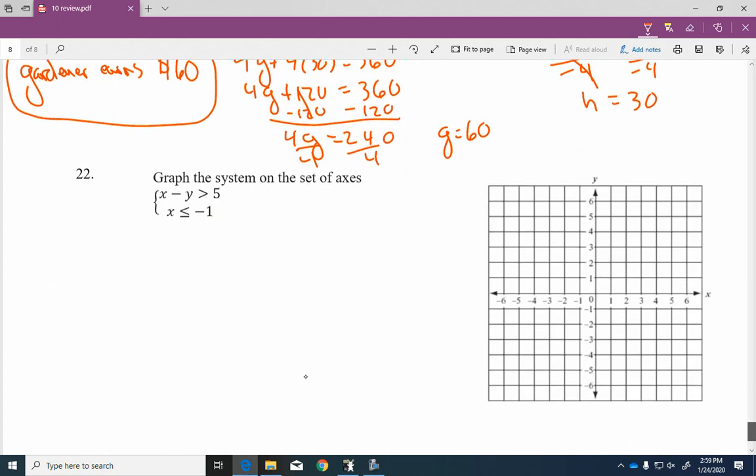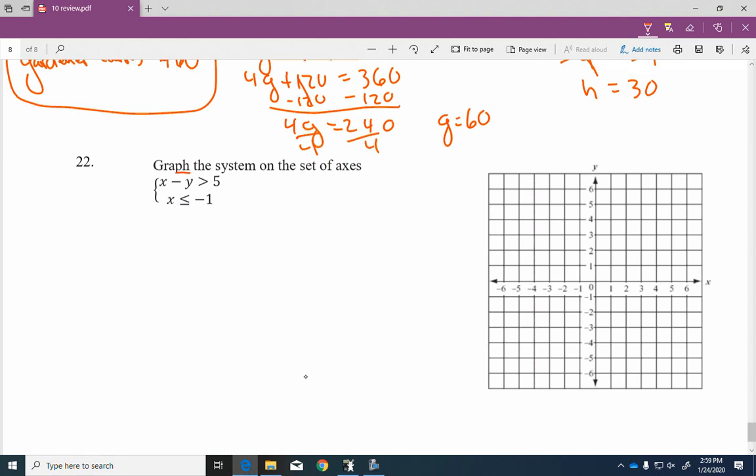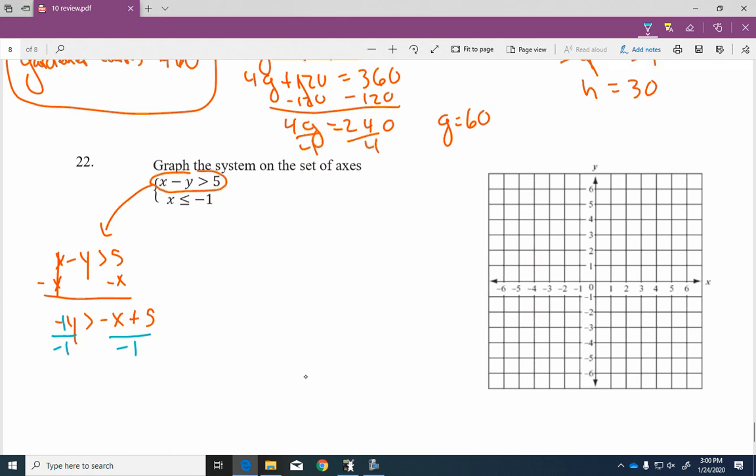And now, finally, graphing. You guys have to remember that if it looks linear, we like to get it in y equals mx plus b form. So I'll subtract x from both sides. Negative y is greater than negative x plus 5. I don't want a negative y, so I will divide by the coefficient of -1. But with inequalities, as soon as you divide by a negative, turn your sign around. Negative 1 over negative 1 is a positive 1x, and positive 5 over negative 1 is a negative 5.